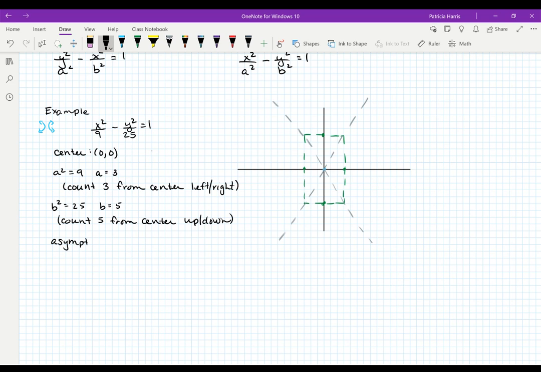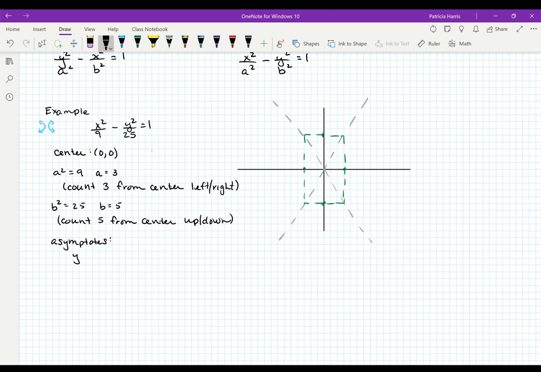And what I'm going to do is write the equation. Now, there is a formula for finding the asymptotes. We will talk about that formula later. It's more helpful when you have a hyperbola that is not centered at 0, 0.